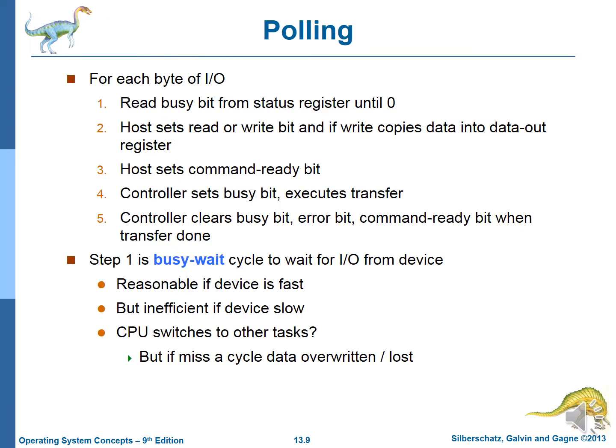The range is given. Polling: for each byte of IO, read the busy bit from the status register until it is 0. The host sets the read or write bit, and if write, copies data into the data-out register. The host sets the command-ready bit. The controller sets the busy bit and executes the transfer. The controller clears the busy bit, error bit and command-ready bit when the transfer is done. Step 1 is a busy-wait cycle to wait for IO from the device. This is reasonable if the device is fast, but inefficient if the device is slow. The CPU can switch to other tasks, but if it misses a cycle, data may be overwritten or lost.